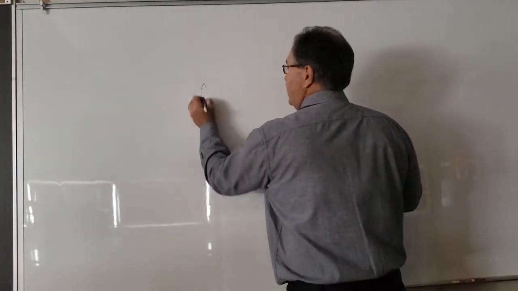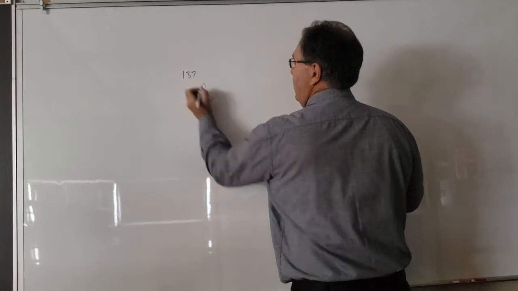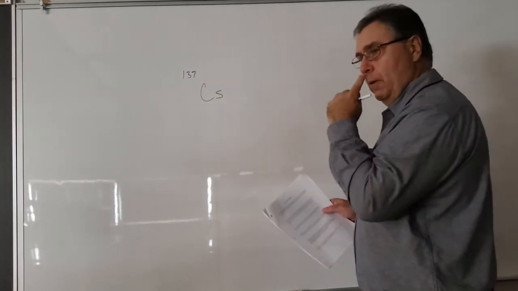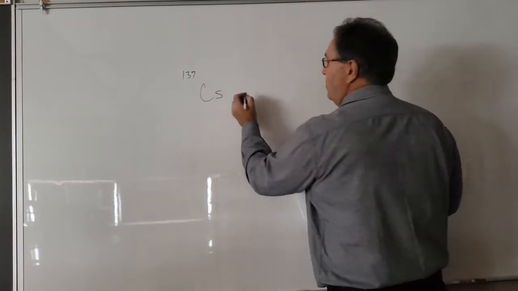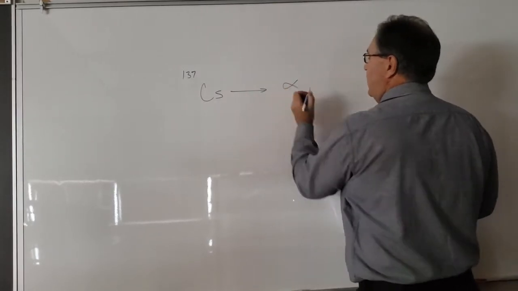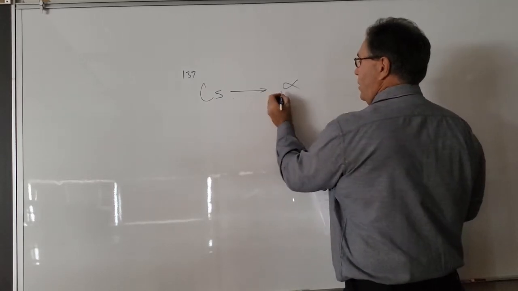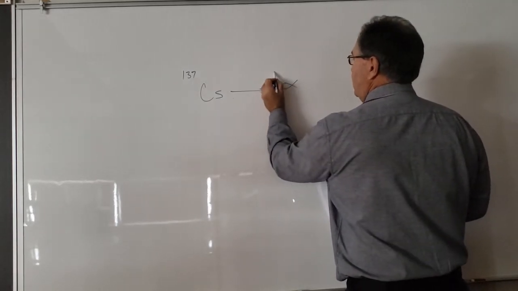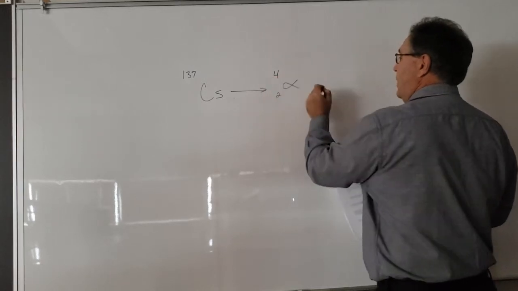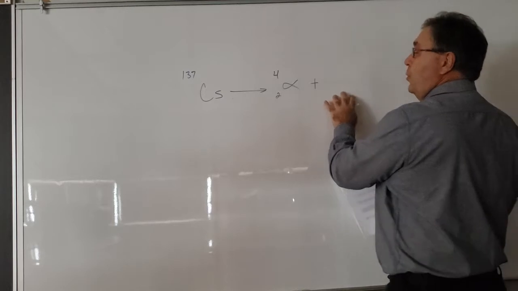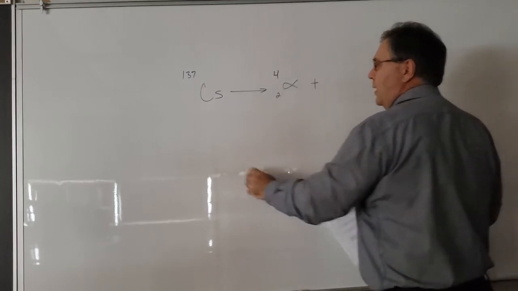So I have cesium-137, that's Cs for cesium. We're not told in this problem what kind of decay it undergoes, but let's assume it's an alpha decay. It really doesn't make a difference for half-life problems. But let's say I get an alpha particle, which is 2 protons and 2 neutrons for a total mass of 4. And as a result of that decay, I end up with some new daughter nucleus.